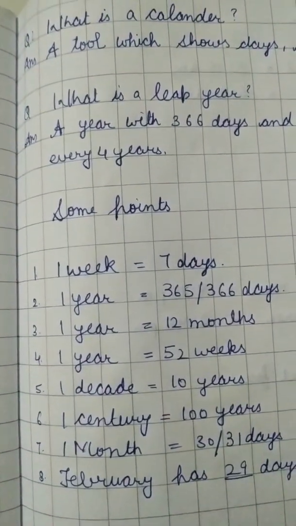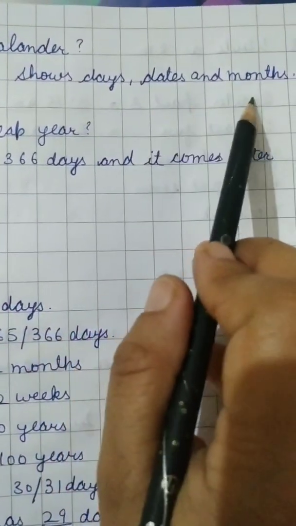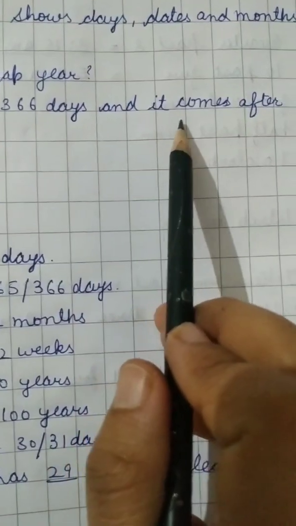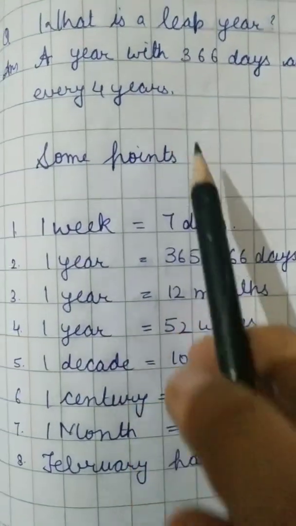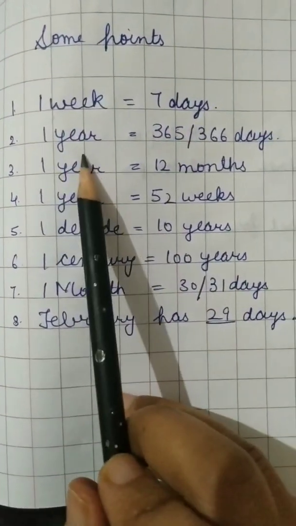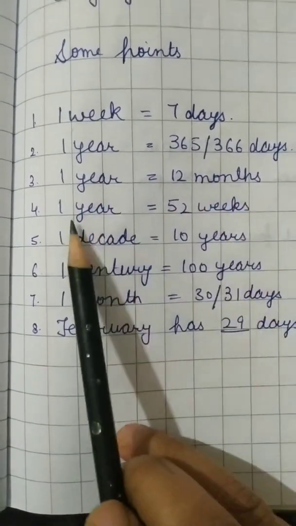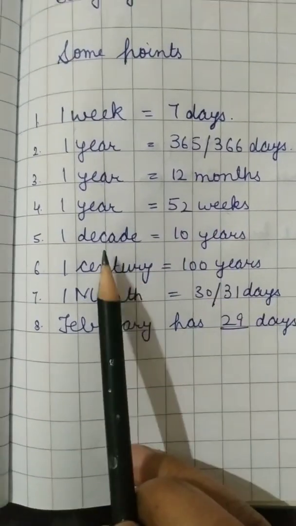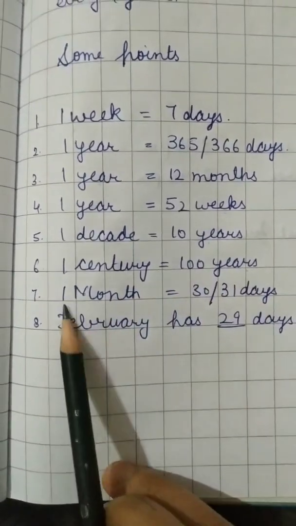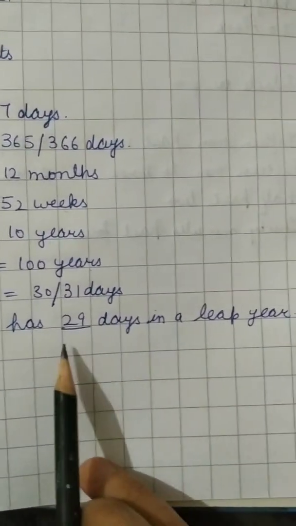Now here are some extra questions. Like one is, what is a calendar? A tool which shows days, dates and months. Then what is a leap year? A year with 366 days, and it comes after every 4 years. Now some more things which can come as a fill up. 1 week is equal to 7 days. 1 year is equal to 365 or 366 days. 1 year is equal to 12 months. 1 year is equal to 52 weeks also. 1 decade is equal to 10 years. 1 century is equal to 100 years. 1 month can be 30 or 31 days. February has 29 days in a leap year.